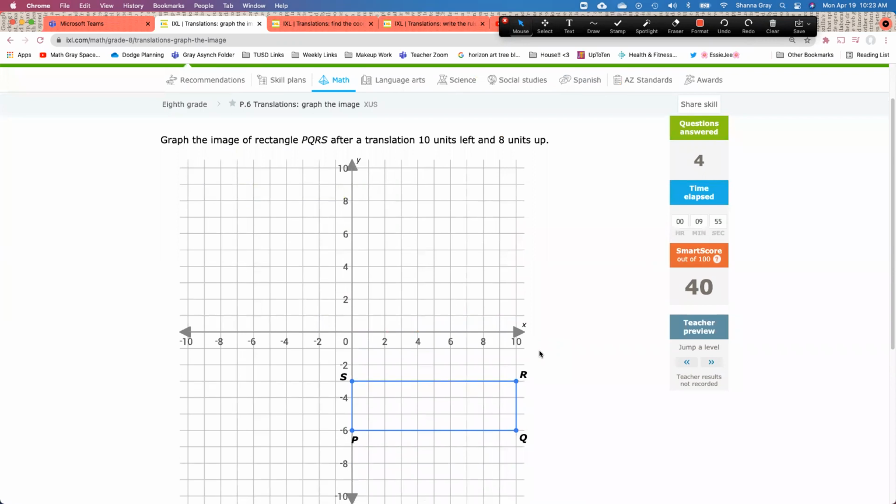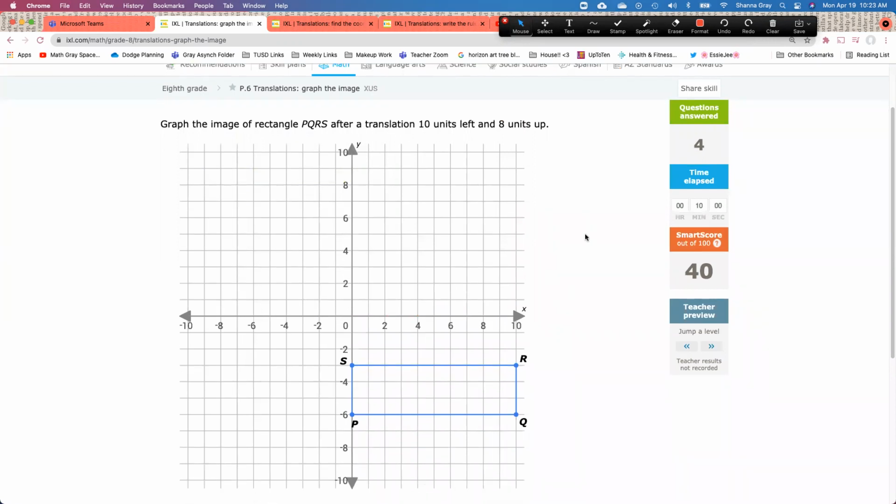All right, this one says graph the whole picture. So I want to make sure that you know you're still moving the points. So instead of looking at this as a whole rectangle, look at it as 4 points because you'll make less mistakes if you move each point. So I'm going to take each point and move it 10 units to the left and then 8 units up. So 10 this direction and then 8 up.